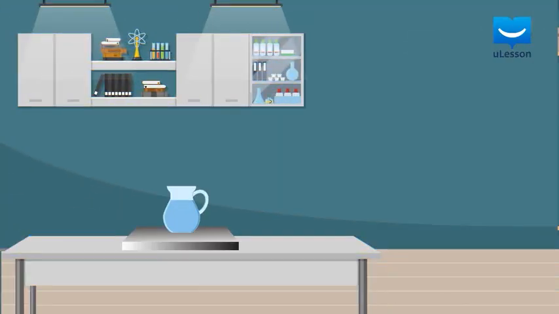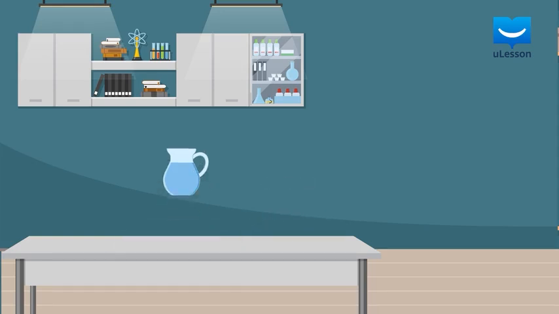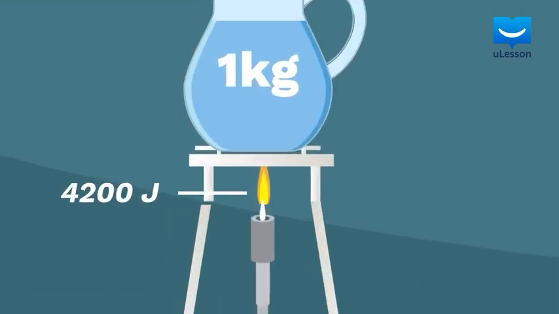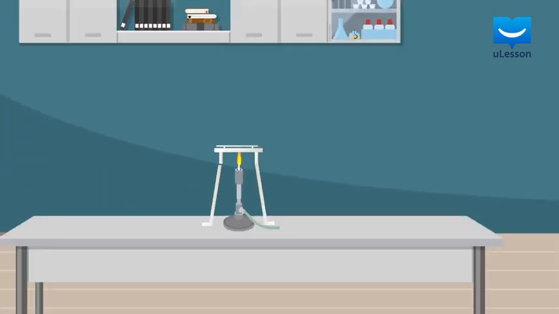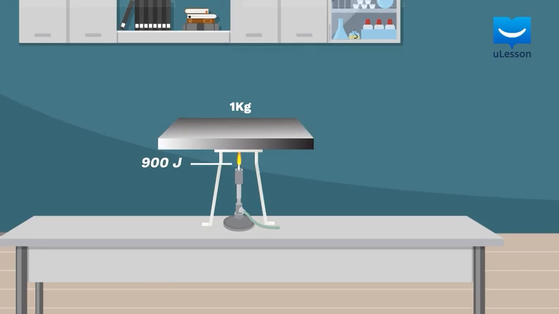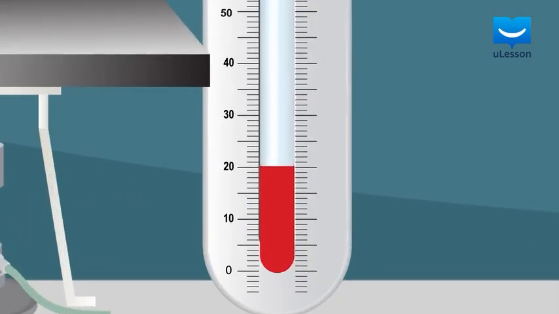For example, the specific heat capacity of water is 4,200 joules per kilogram per Kelvin, while that of aluminium is 900 joules per kilogram per Kelvin. This means it takes 4,200 joules of heat energy to raise 1 kilogram of water through 1 Kelvin increase in temperature, while 1 kilogram of aluminium requires 900 joules of heat energy to go through 1 Kelvin rise in temperature.